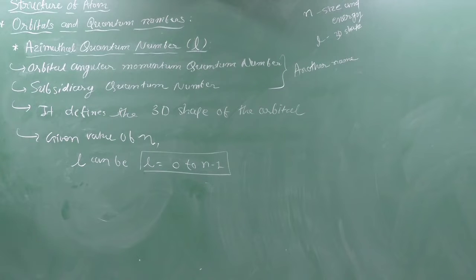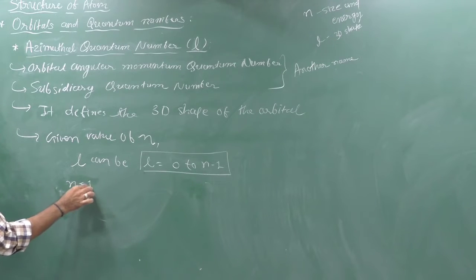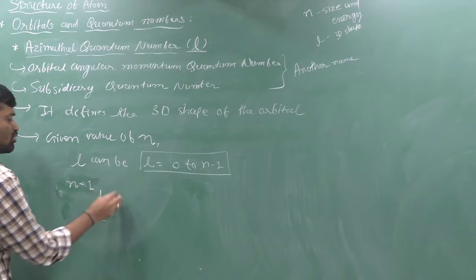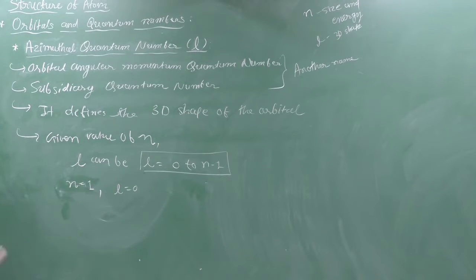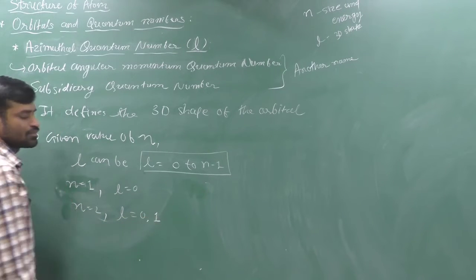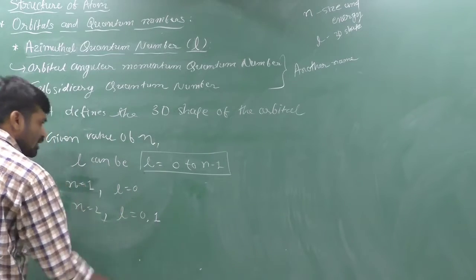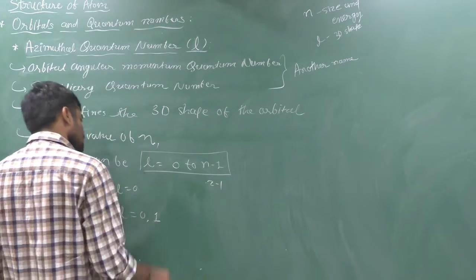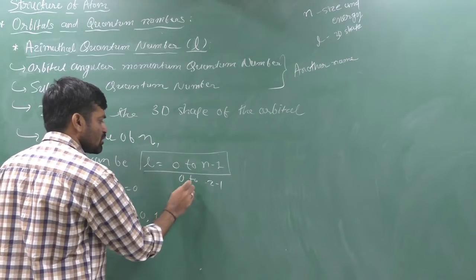Clear? Suppose... then what will the possible values be? Let us understand by example. Suppose the principal quantum number n is equal to 1. Then the value of L is only and only 0, because n minus 1 means 1 minus 1, which is 0. Clear? 0 has no other meaning. Suppose n is equal to 2, then the value of L is 0 and 1, because n minus 1 means 2 minus 1, which is 1. Clear? 0 to 2 minus 1, that is 0 to 1.